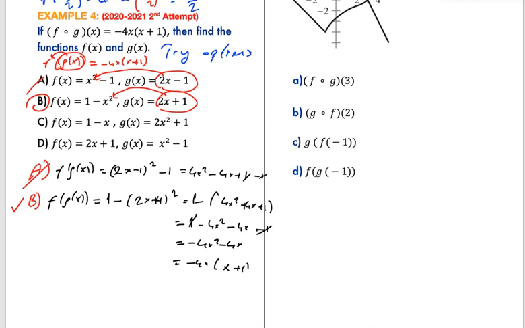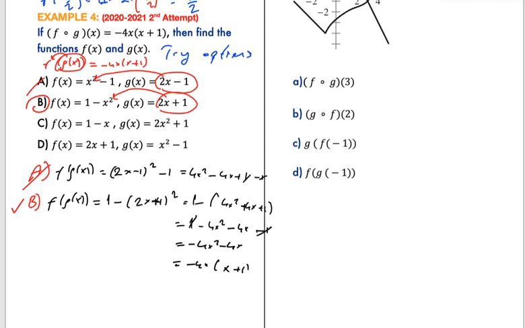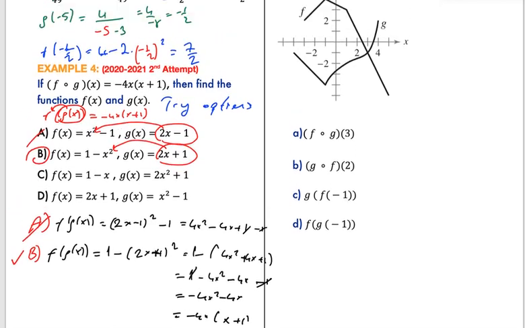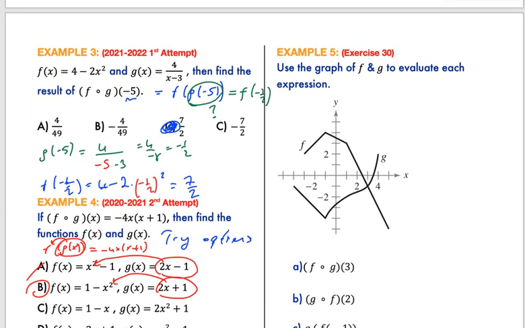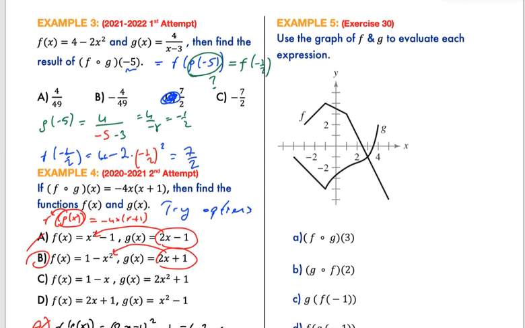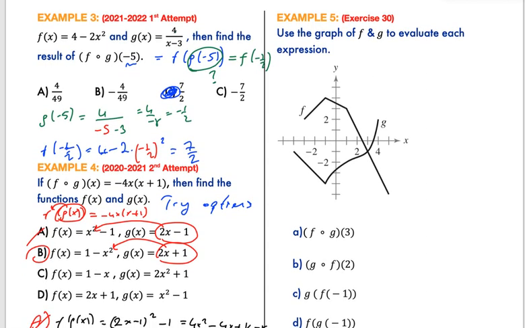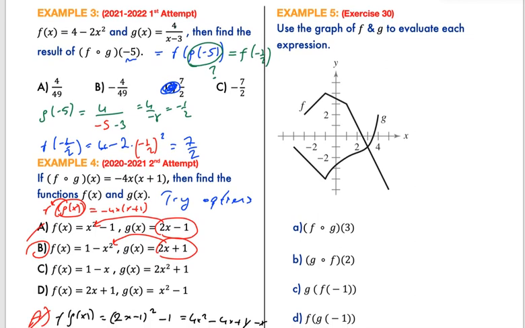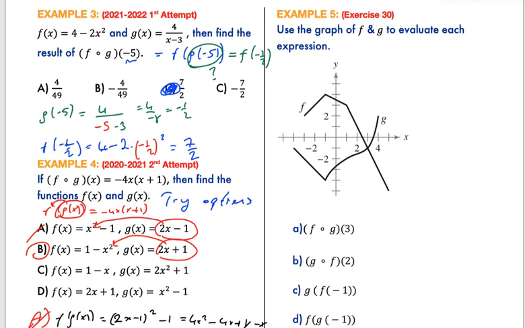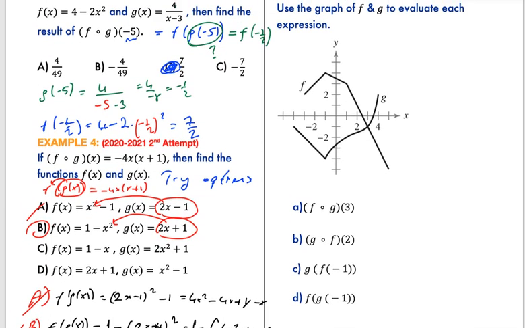So like this. Try options. So that's it for evaluating or writing functions in composition form. So now let's evaluate some functions, do some compositions graphically. So in the book exercise 30, we're asked to evaluate f of g of 3 first. What is f of g of 3? Same idea, we start on the inside. The inside function is g of 3.